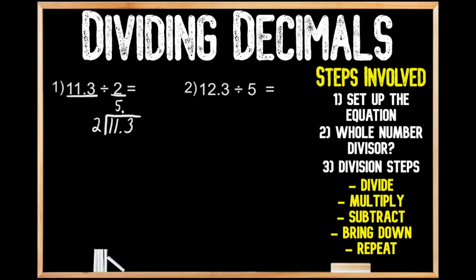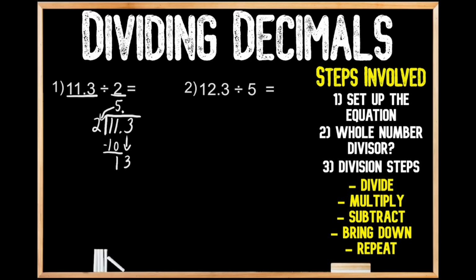Now we move on to the next step in our division steps, which is to multiply. When we multiply 5 times 2, we get 10. Now we're going to move on to subtract. When we subtract 10 from 11, we're left with 1. Our next step is to bring down the number that's immediately to the right of the place that we just divided. So we're going to drop down our 3, giving us 13 for when we do our next step of repeating this whole process.